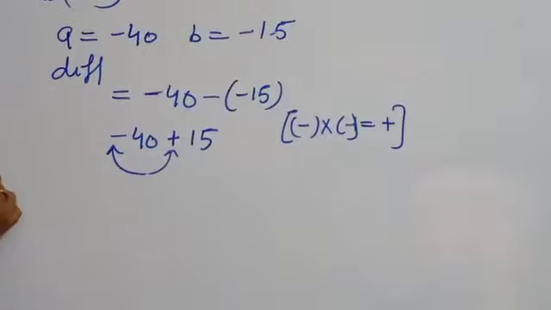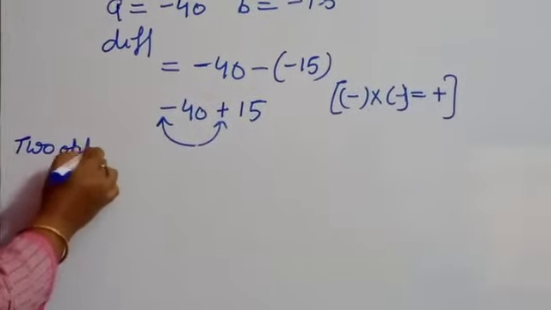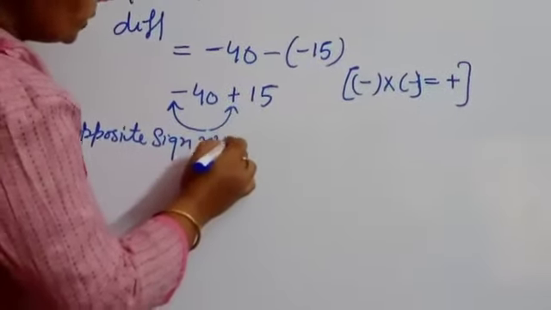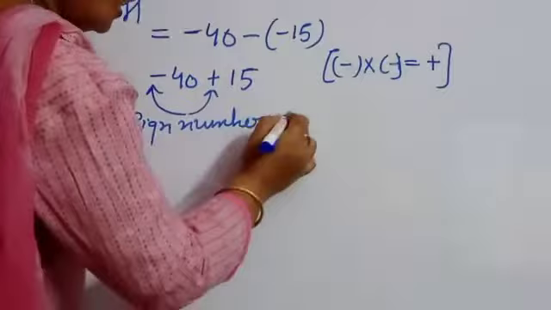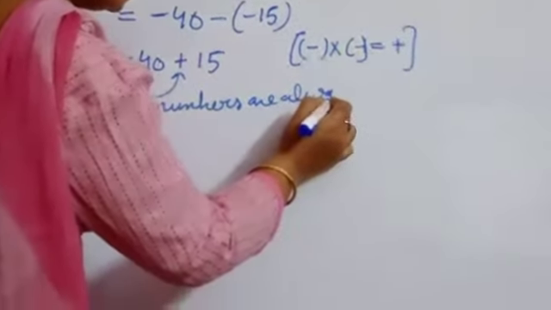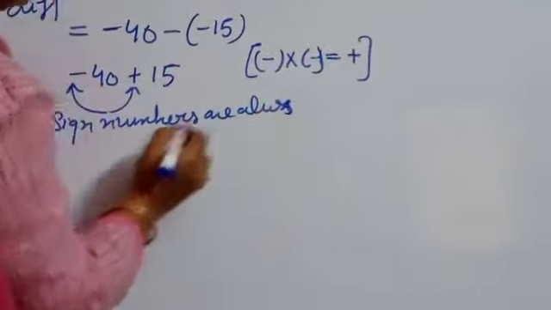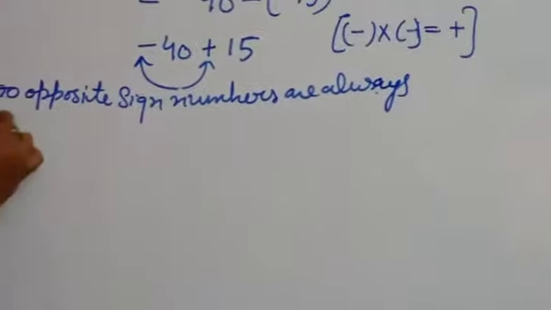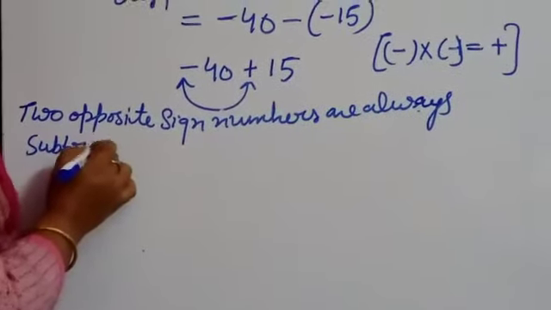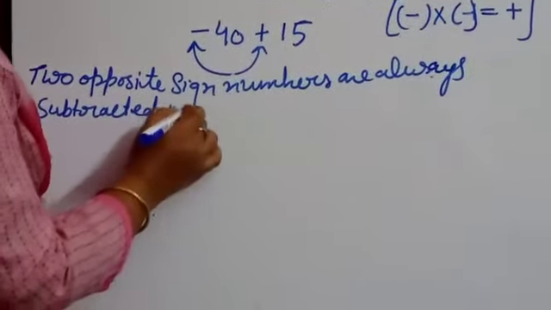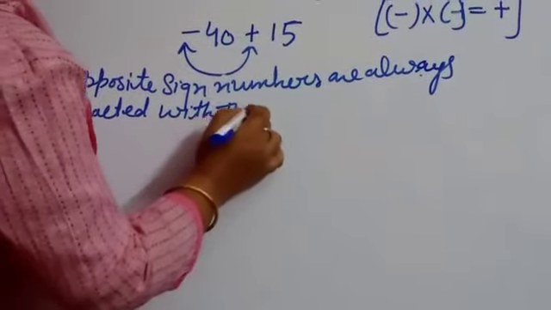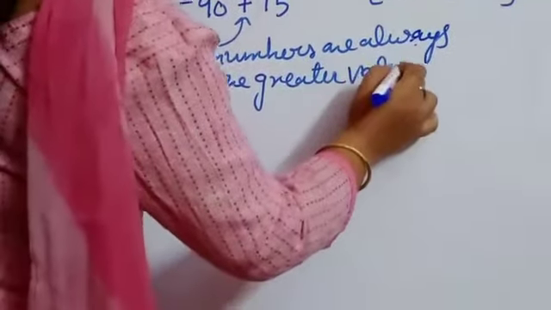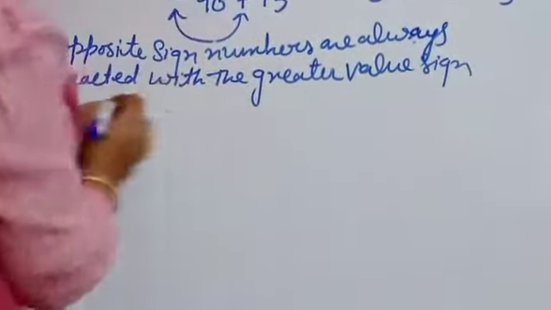Two opposite sign numbers are always subtracted, with the greater value sign in the resultant.